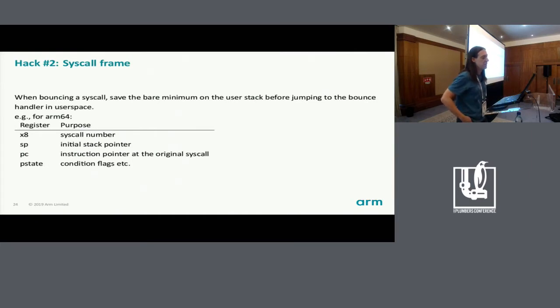So in common with delivering a signal, we need to get back to the original call site where we came from somehow. So for now, I push a frame onto the user stack, but this time it contains only those things that are absolutely required. For ARM64, this turns out to be the syscall number register, the stack pointer, because we may need to realign the stack when bouncing the system call, and the PC to jump back to, obviously. And on ARM64, it turns out to be convenient to save and restore the condition flags in the same place. But exactly what this looks like on different architectures could vary.